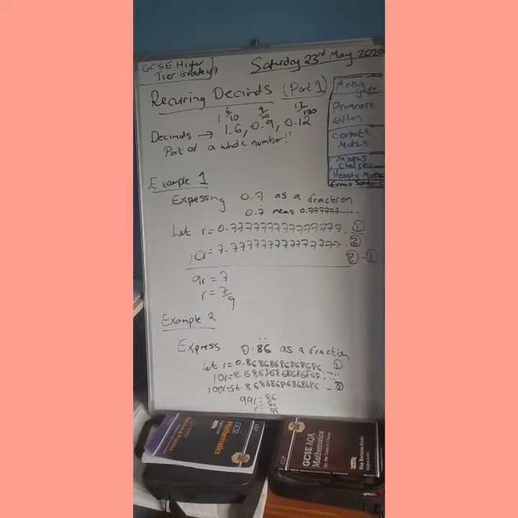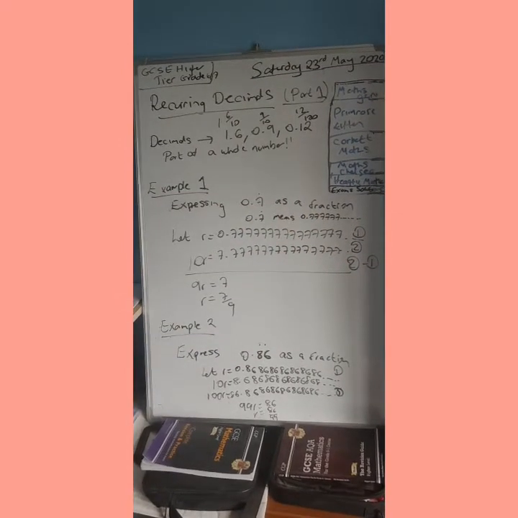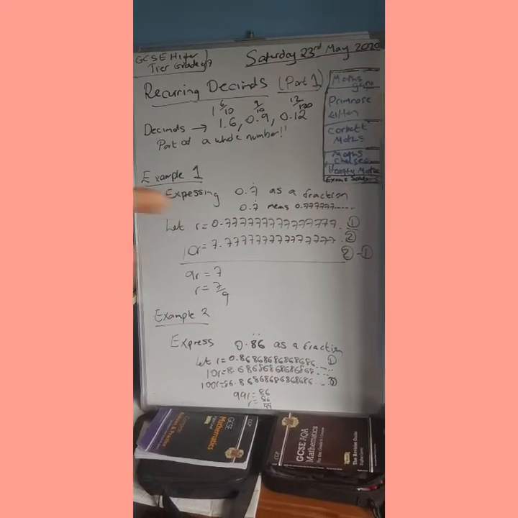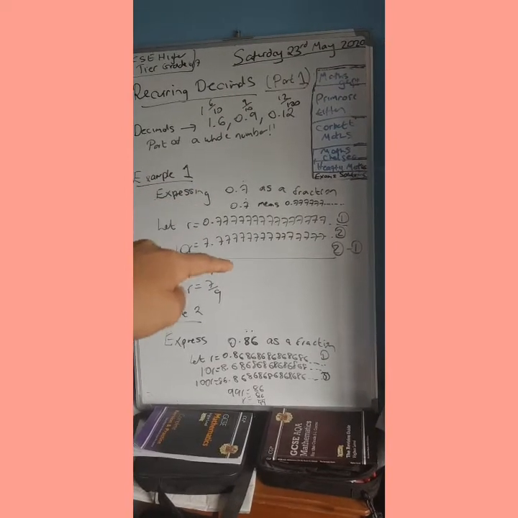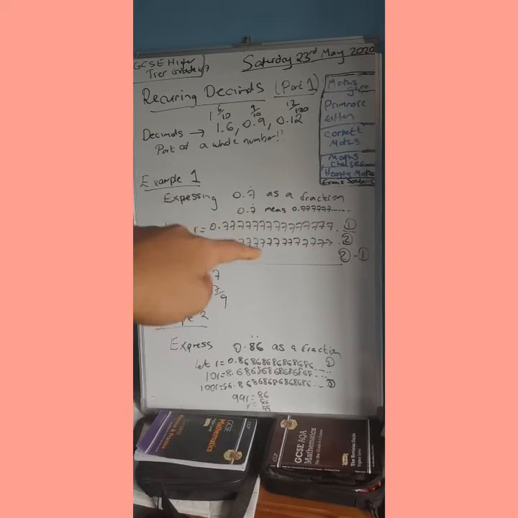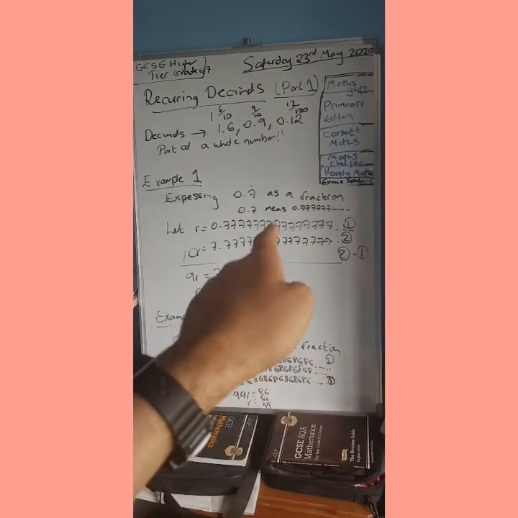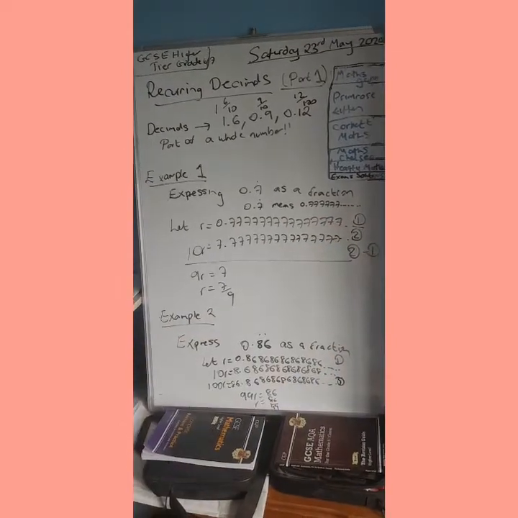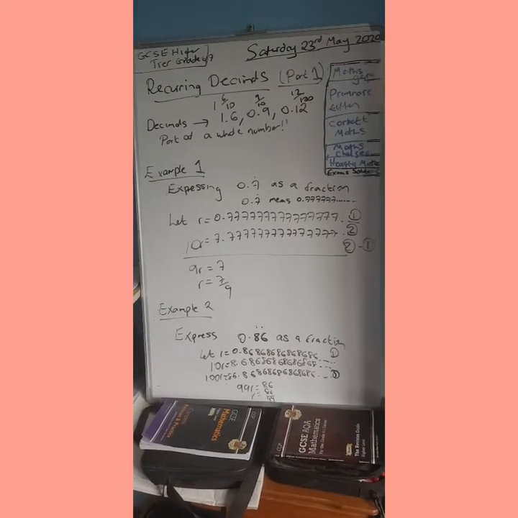So what I can do is equation 2 subtract equation 1. If I have 7 take away 0, I get 7. 7 take away 7, I get 0, and this repeats for every digit after. You can see that all of them just cancel and give me 0. So I'll be left with 9R is equal to 7.